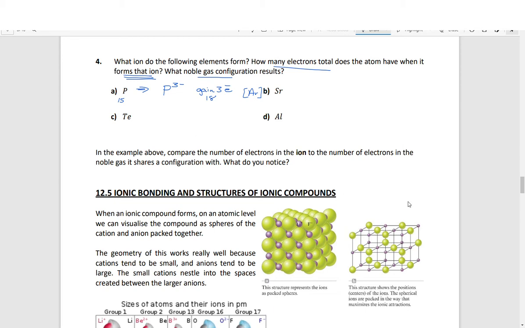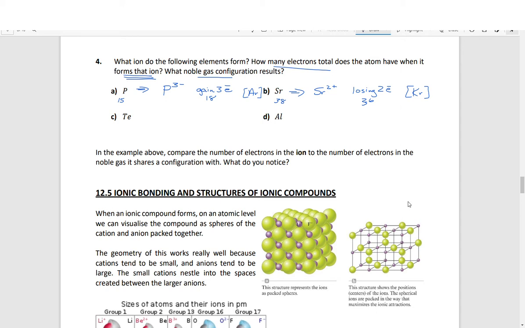Let's work through another one here. So let's do B next. Strontium is number 38 on the periodic table. Its common ion formed is strontium 2+. It becomes the 2+ by losing 2 electrons, so that would give it 36 electrons, which is the number of electrons of the noble gas krypton.